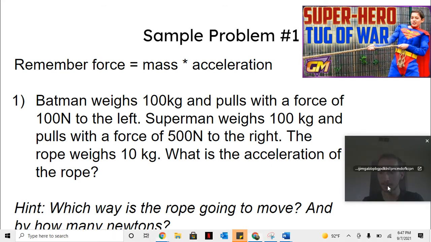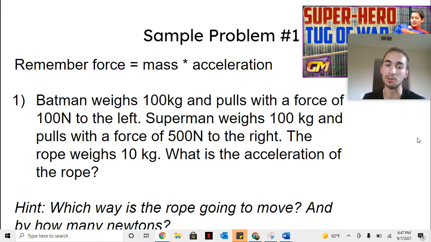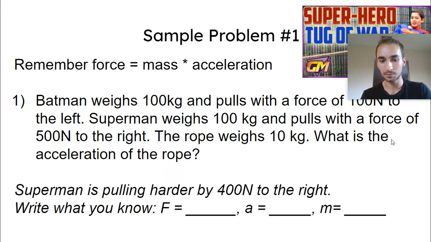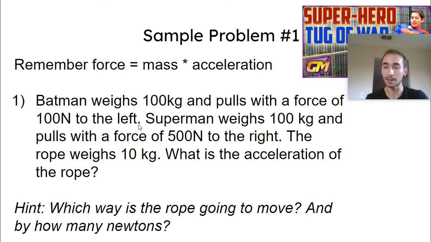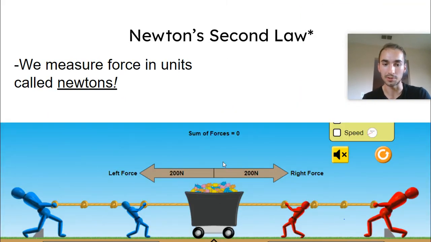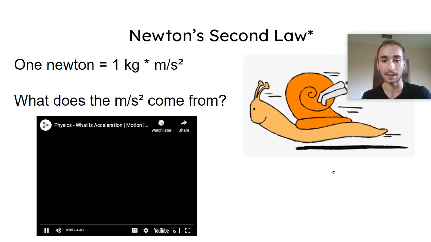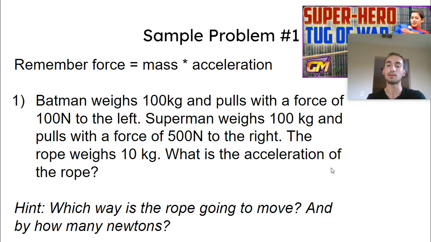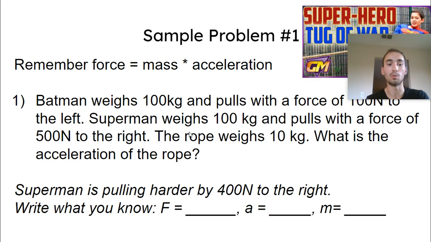Okay. First thing you need to figure out, which way is the rope going to move and by how many newtons? That'll make it easy so you can figure out your force. So it says Batman is pulling the rope to the left, Superman is pulling the rope to the right. Batman pulls with 100 newtons to the left, Superman's pulling with 500 newtons to the right. Remember from forces earlier, if the left and the right ones cancel out, it doesn't move, but if one of the forces is greater on one side, the rope will move that way. And that is the case here. Superman's pulling stronger, so the rope will go to the right by 400 newtons.